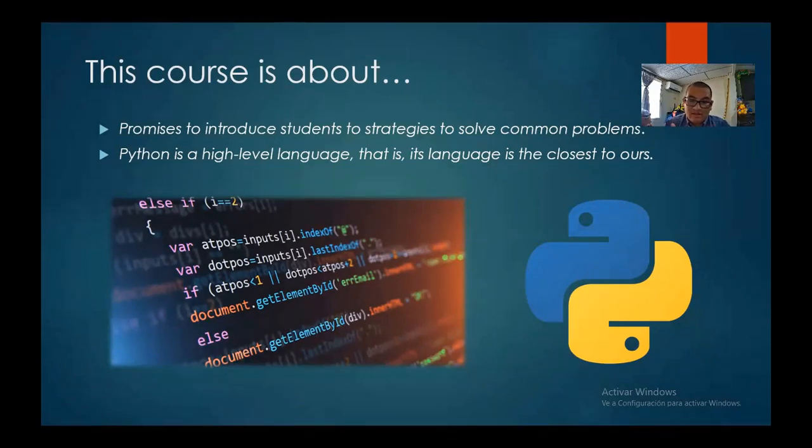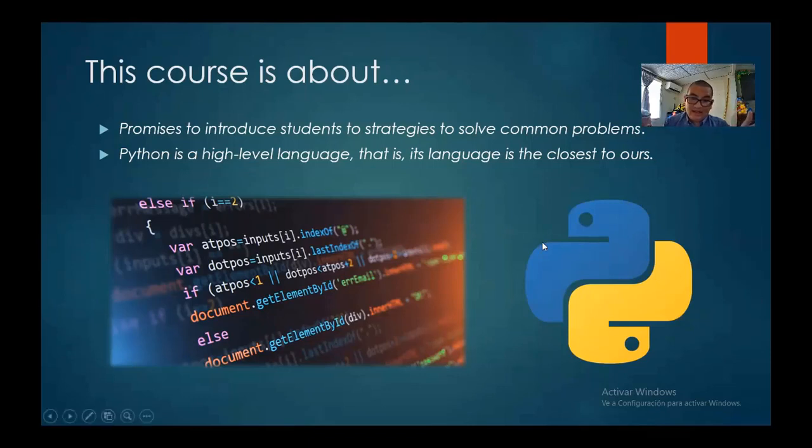This is basic information for new entrants to the school, and it promises to enable students to solve common problems in various professions through the design and implementation of solutions based on the use of the Python language.